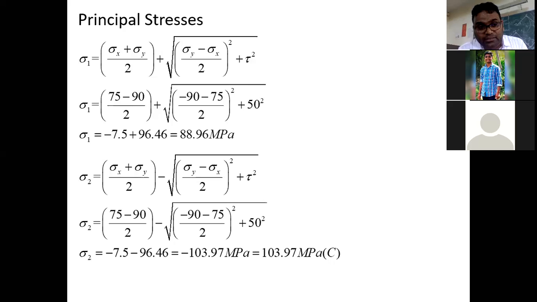103.97 megapascal. So dear students, because it has come with a minus sign, it means the second principal stress is compressive in nature, and this is asked by the question also, write the nature. So here sigma 2 is compressive in nature and sigma 1 is tensile in nature. So we can write here in bracket T. So it will be sigma 1 is tensile in nature, sigma 2 is compressive in nature.